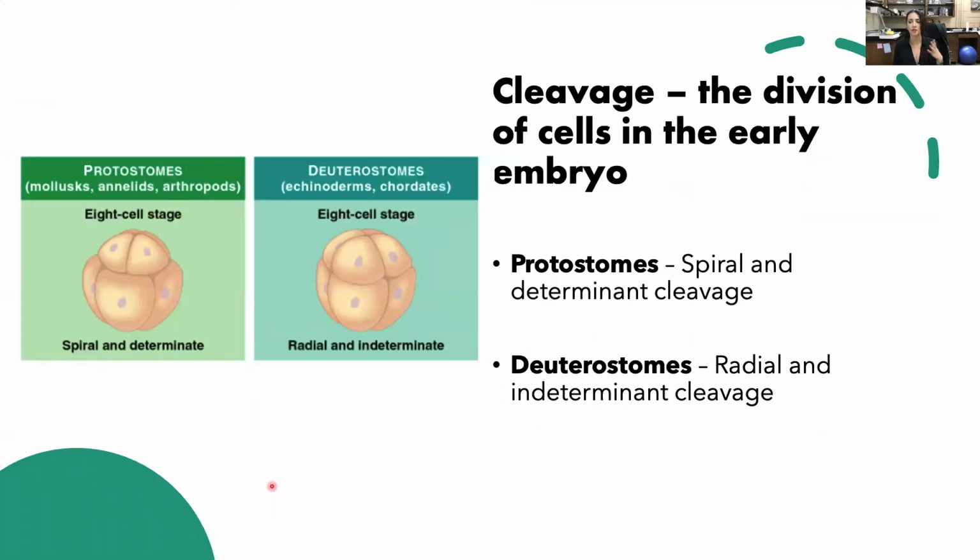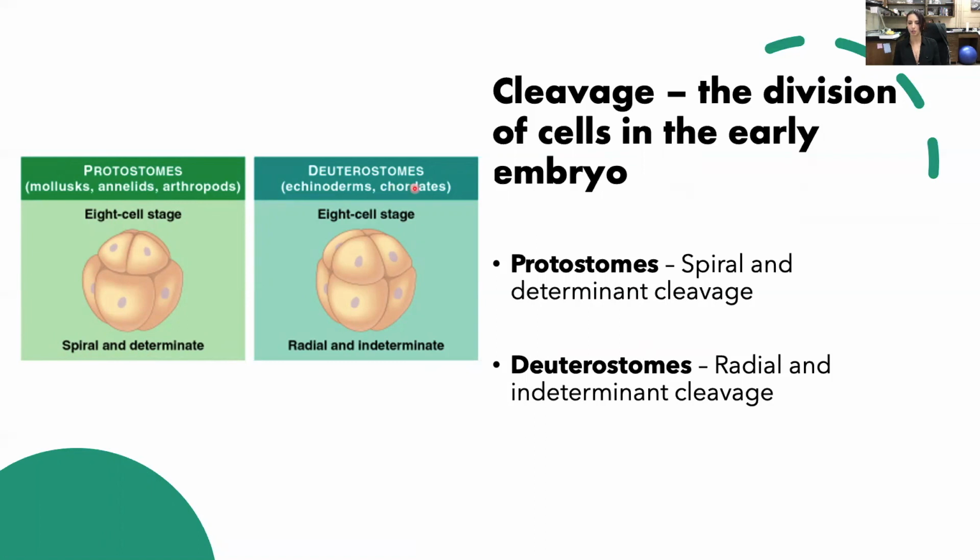There are other differentiating characteristics between the deuterostomes and the protostomes, namely in the type of cleavage. And cleavage is just the term for the division of cells early in the embryo. So protostomes undergo what we call spiral cleavage. And this means that the cells of one pole of the embryo are rotated and thus are misaligned with respect to the cells on the opposite pole. And this is due to the oblique angle of cleavage relative to the two poles of the embryo. So we have spiral cleavage within our protostomes.